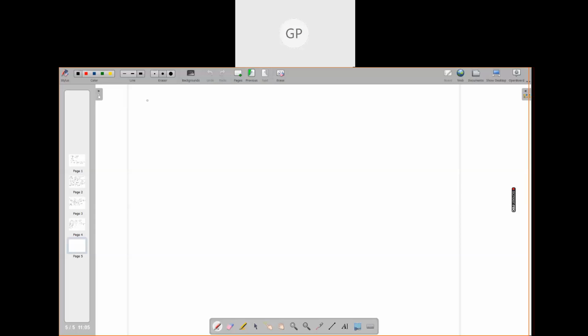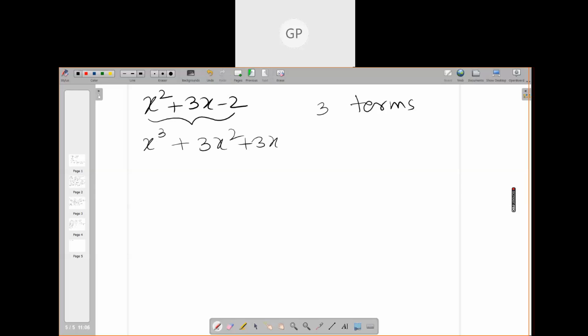So let me give you an example, sir. Suppose I take x square plus 3x minus 2, I have a degree 2 polynomial. So how many terms do I have? If no coefficient is 0, then I have 3 terms, right? Yes or no? Yes, ma'am. So suppose I write a cubic polynomial with no coefficient equal to 0. Okay. So how many terms do you have?